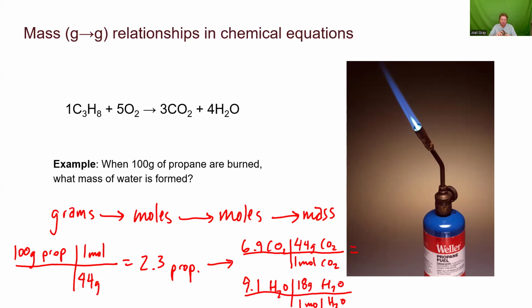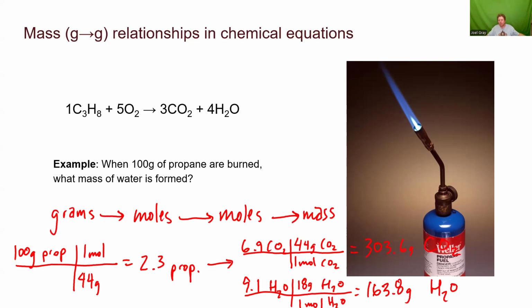So if we reacted 100 grams of propane, we would get, let's see, 6.9 times 44. And that's going to be 303.6 grams of CO2. And then 9.1 times 18 is going to be 163.8 grams of H2O.